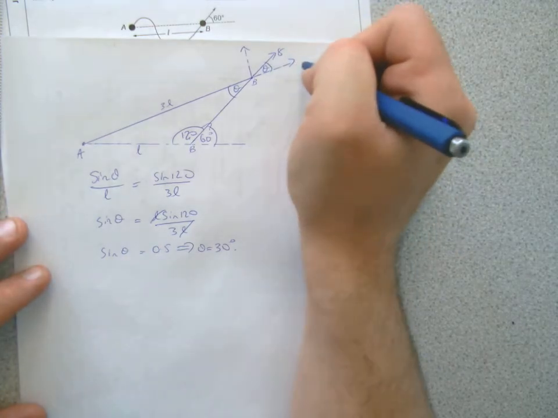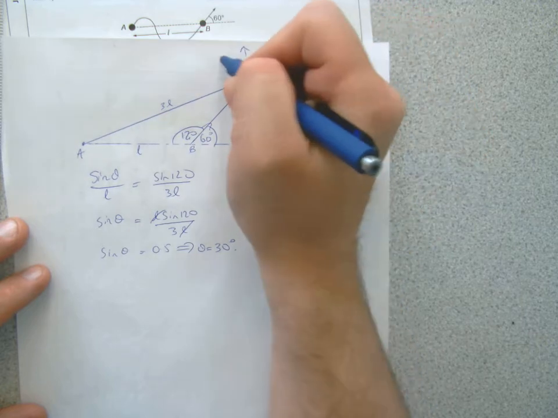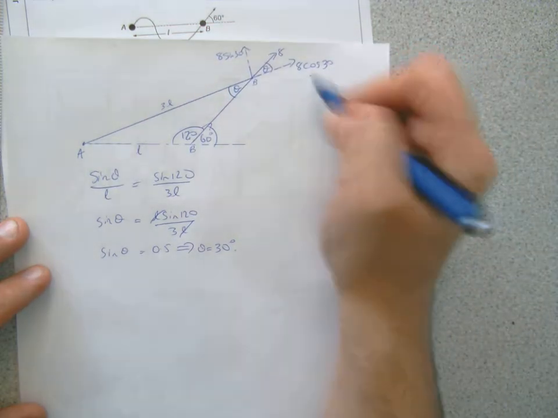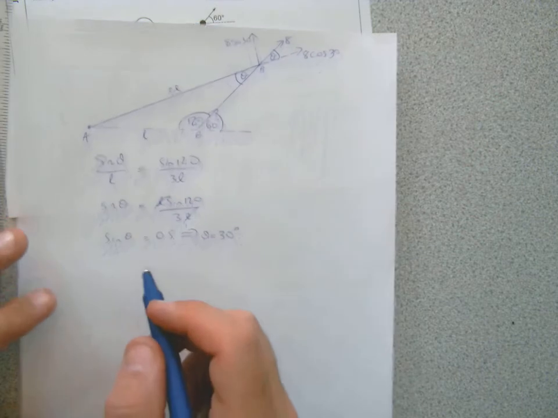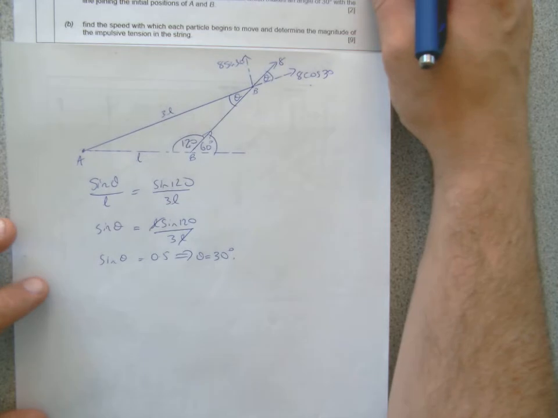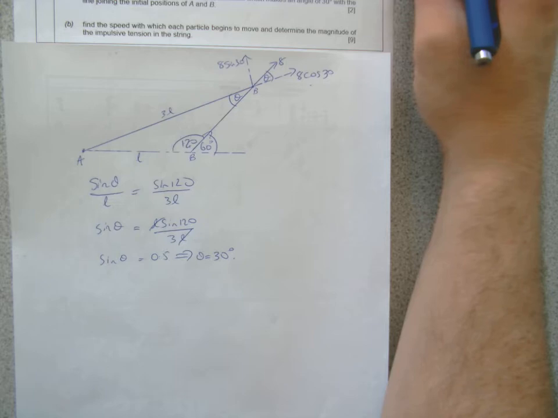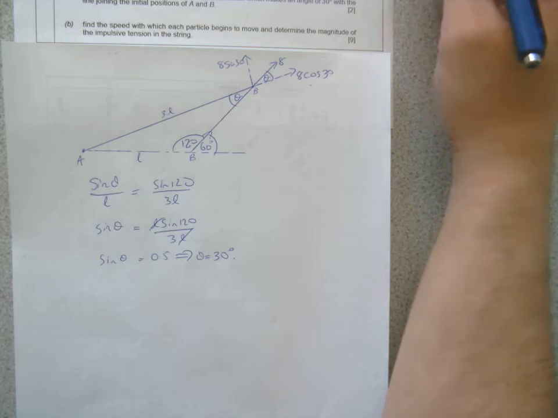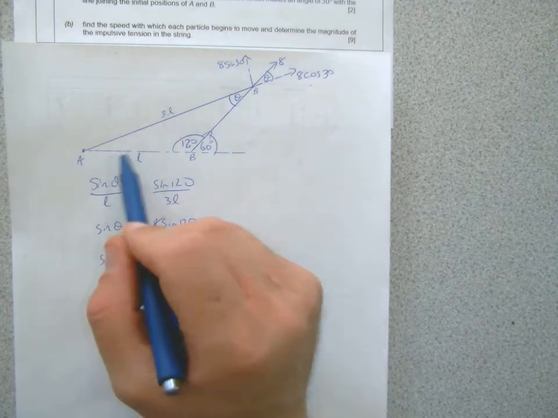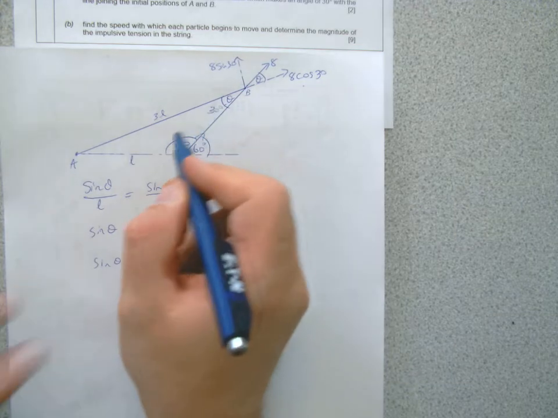This will resolve to be 8 cos 30, and this will be 8 sine 30. We can work them out later on. But next, it asks us to show that particle A starts to move in a direction which makes an angle of 30 degrees with the line joining A and B. So of course that's 30 degrees. This is 30 degrees, isn't it?